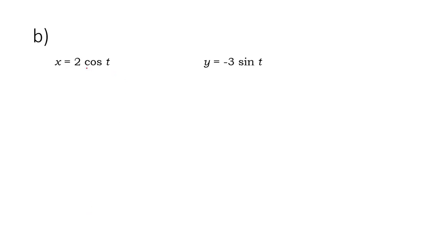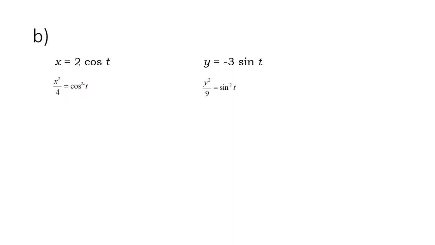For question B, x equals 2 cos t, y equals negative 3 sin t. Squaring, we have x squared equal to 4 cos squared t, or x squared over 4 equal to cos squared t. Squaring this one, y squared equal to 9 sin squared t, or y squared over 9 equal to sin squared t.